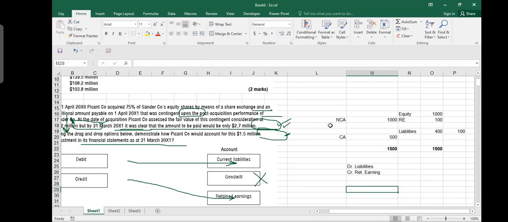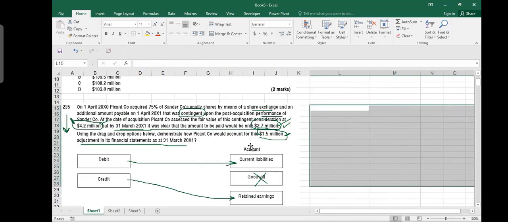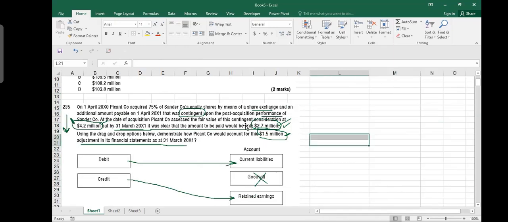I mean, the question was pretty simple. You just need to know the treatment. And by the way, it would have gone otherwise if it had increased. Let's suppose that from 4.2 million it goes to 5 million. Contingent consideration increases. In that case, your liability would increase, so you would credit liability and debit retained earnings, the opposite of that.